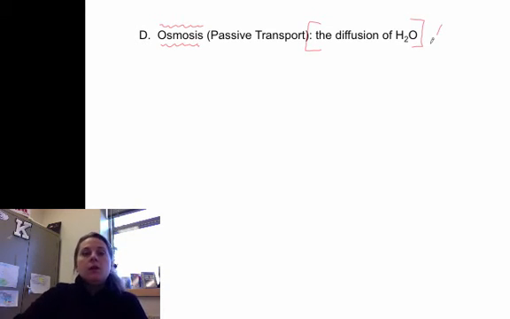The diffusion of water. That's it. If I know what diffusion means, which is the movement of molecules from a high concentration to low concentration, in this case I'm talking specifically about the movement of water from where it is highly concentrated to where it has low concentration. That has its own term called osmosis. It's diffusion, it's still passive, the cell doesn't have to put in any extra energy to make it happen, it just does.